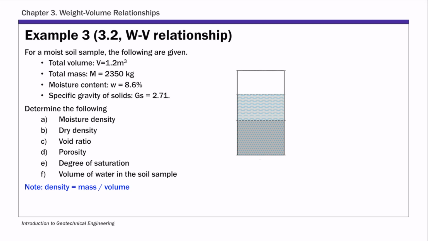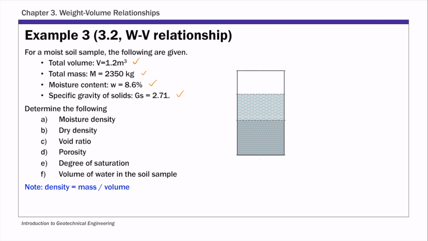So for this example here, we have a moist soil sample. So we know there are 3 phases, and we're given the following: total volume 1.2 meter cube. We know the total mass, we know the moisture content, and we know the specific gravity of solids.